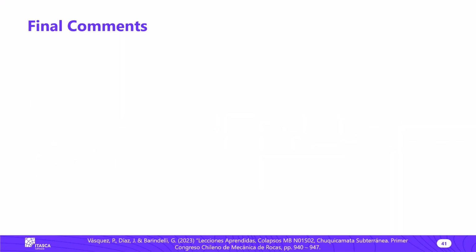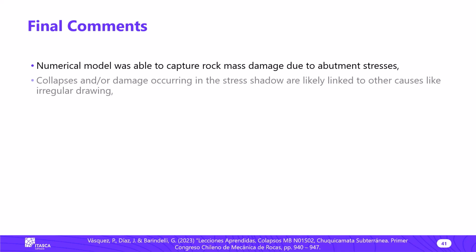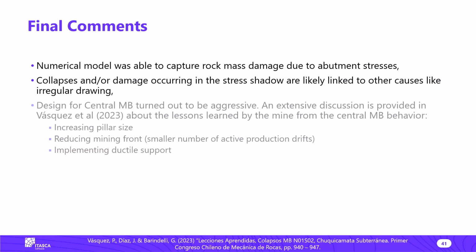So to start wrapping up this presentation, here are some final comments. It is the opinion of the team that was working on this project that the model was able to capture the rock mass damage due to the abutment stresses. Some of the collapses occurring in the west side of the polygon were likely linked to other causes, and not necessarily to the abutment stresses, but rather to the irregular drawing, for example, that occurred.